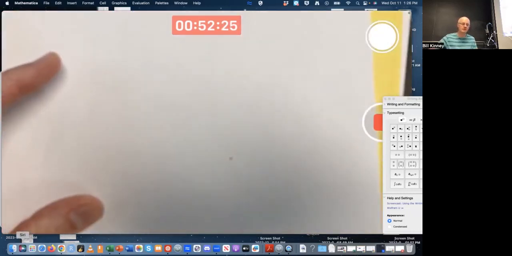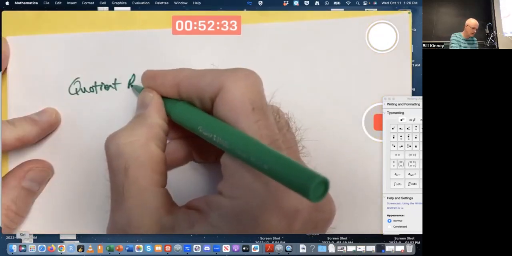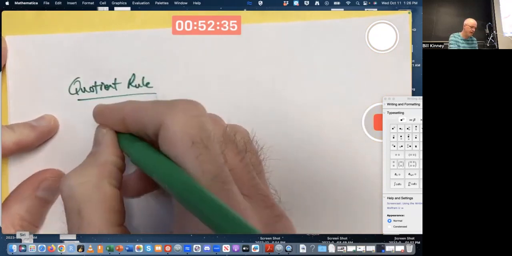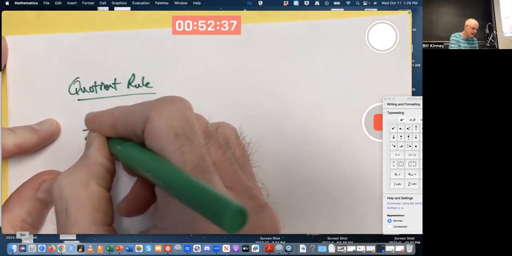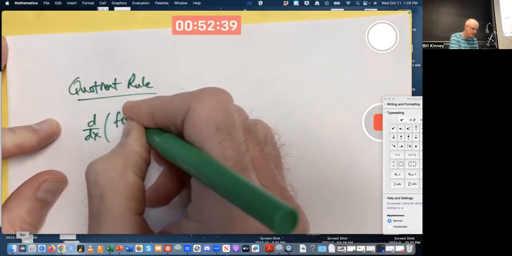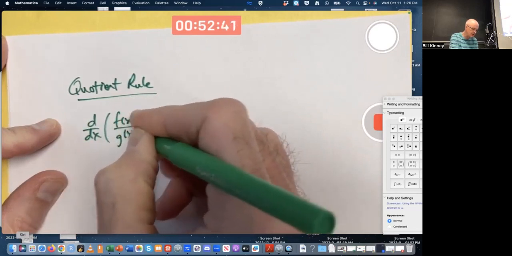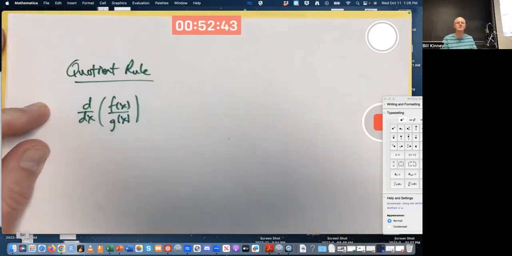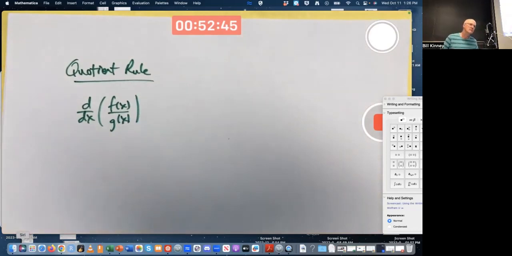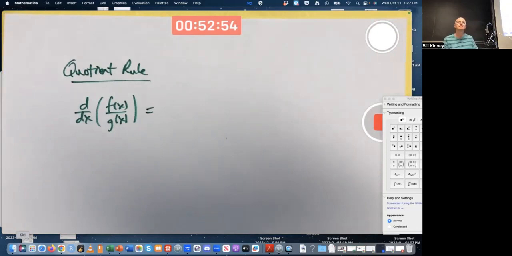Next rule is the quotient rule, telling you how to take the derivative of a quotient. The word quotient is synonymous here with fraction, ratio, f of x divided by g of x. The quotient rule is more complicated than the product rule.